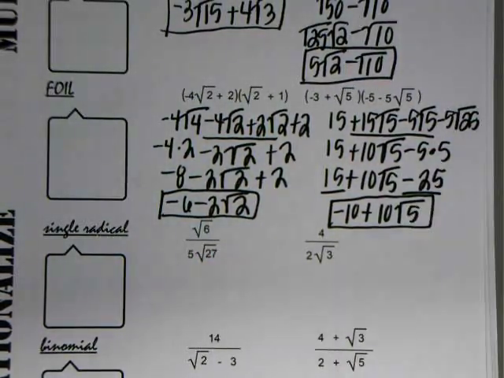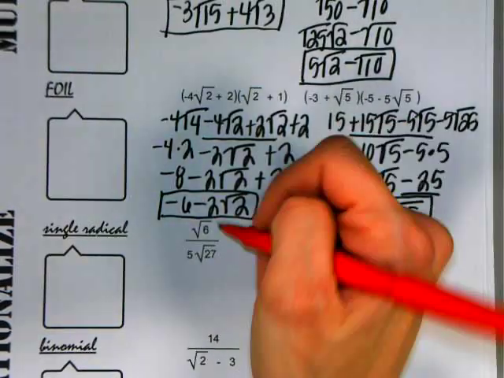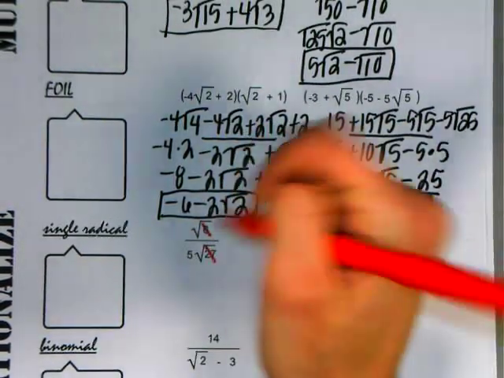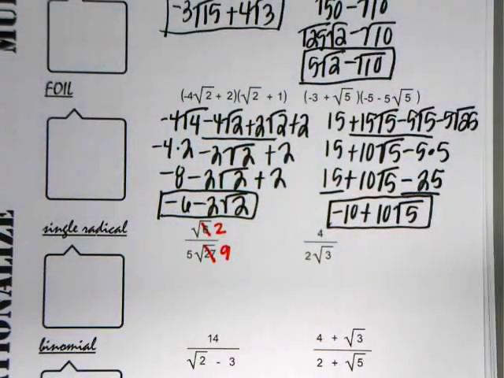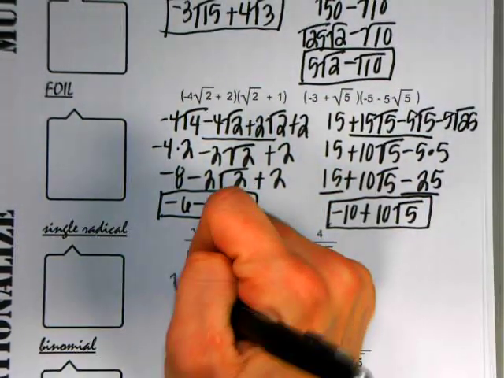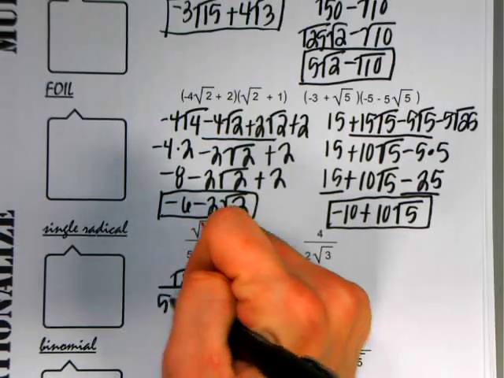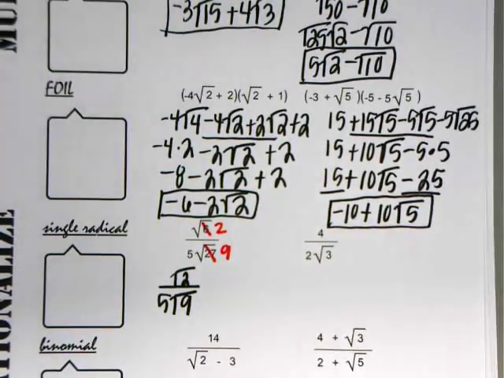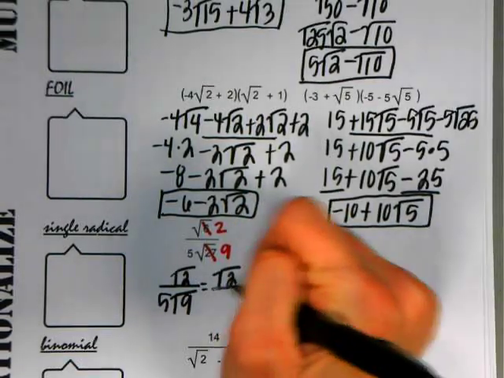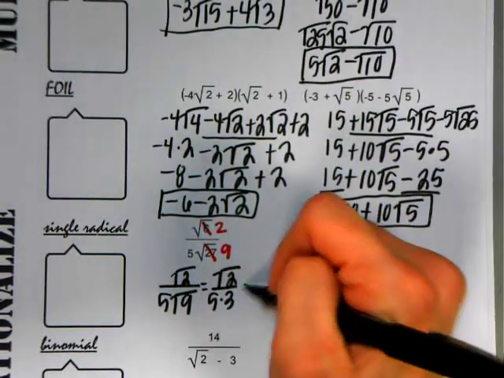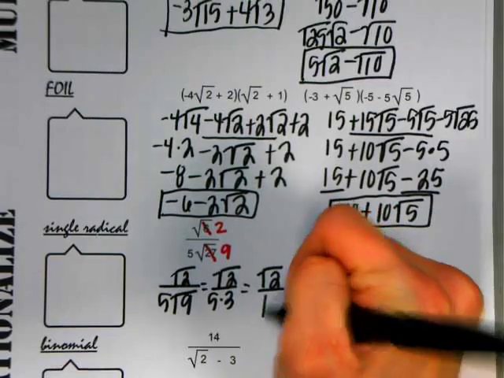Okay? 6 and 27, you can reduce both by 3. So that's going to be 2. 27 divided by 3 is 9. So radical 2 over 5 radical 9. You can take the square root of 9, which is 3. So 5 times 3. So radical 2 over 15.